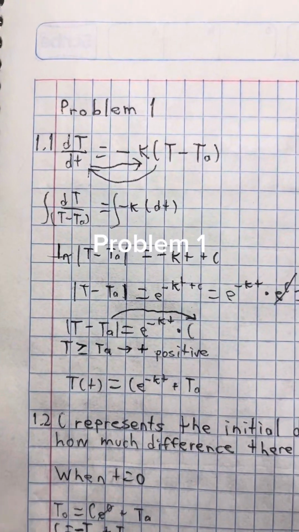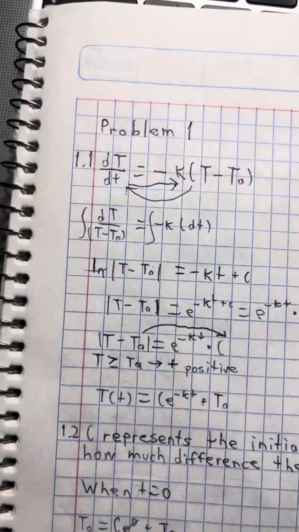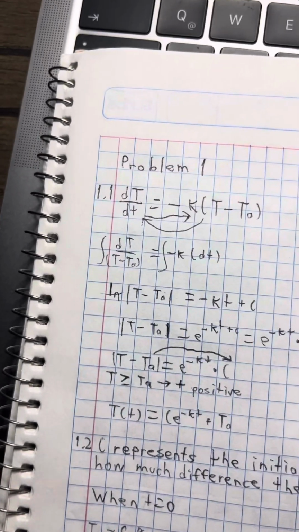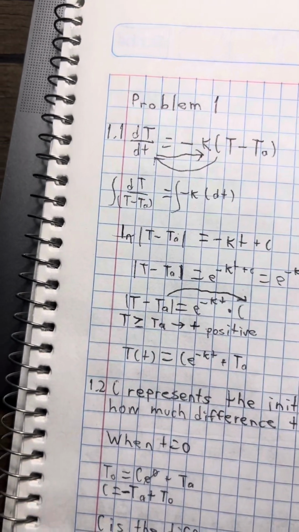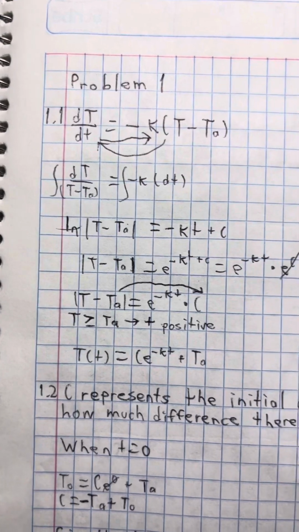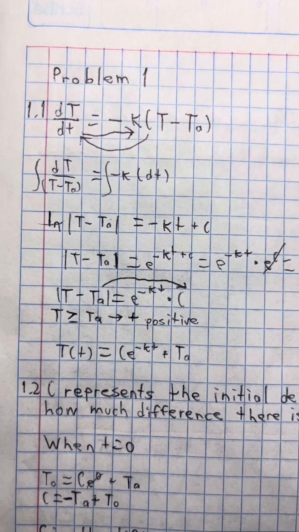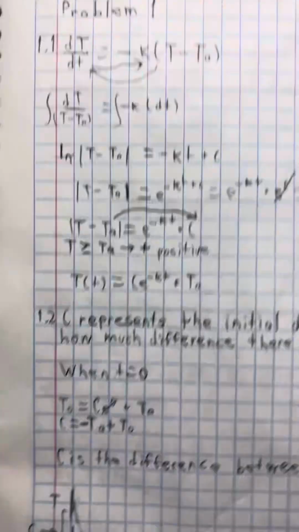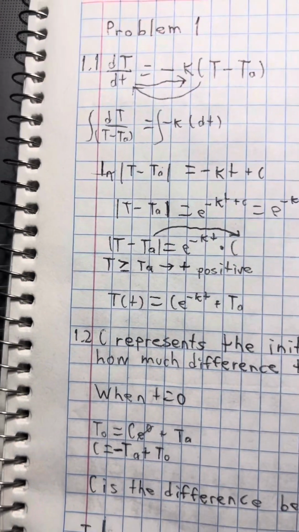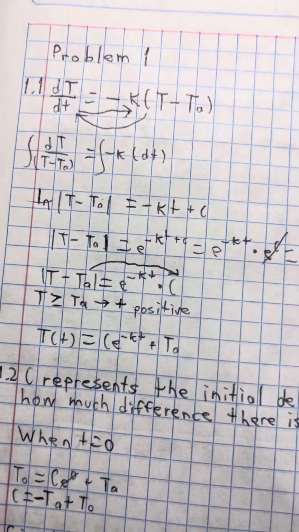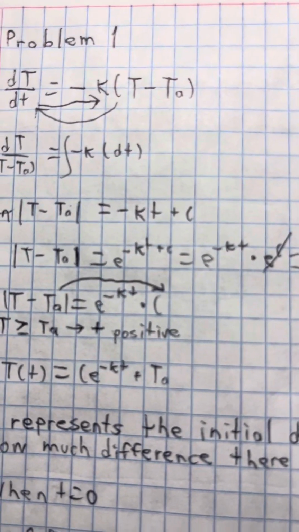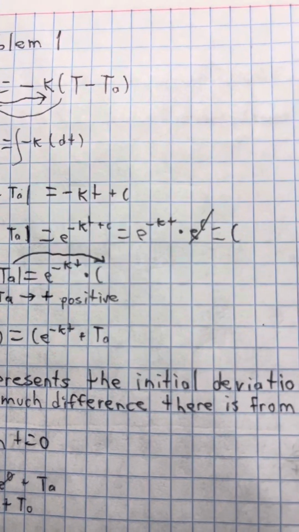Well, for the first problem, firstly, I passed dt as a multiplication and t minus ta as a division. I integrated both sides, and on the left-hand side, I got the natural logarithm of t minus ta is equal to minus kt plus c, and then I get rid of the natural logarithm using the e, and I got the absolute value of t minus ta is equal to e to the power of minus kt plus c, and since there were two terms here, I could separate that into two e's.